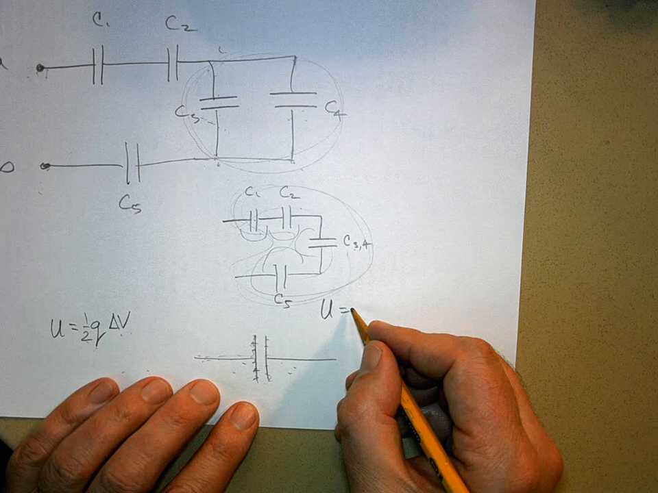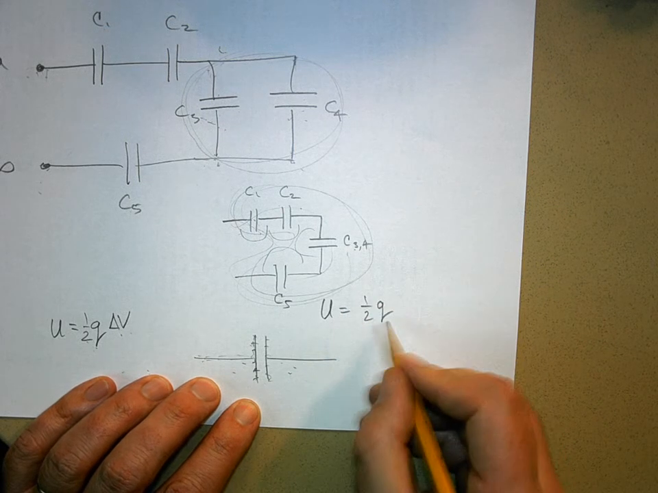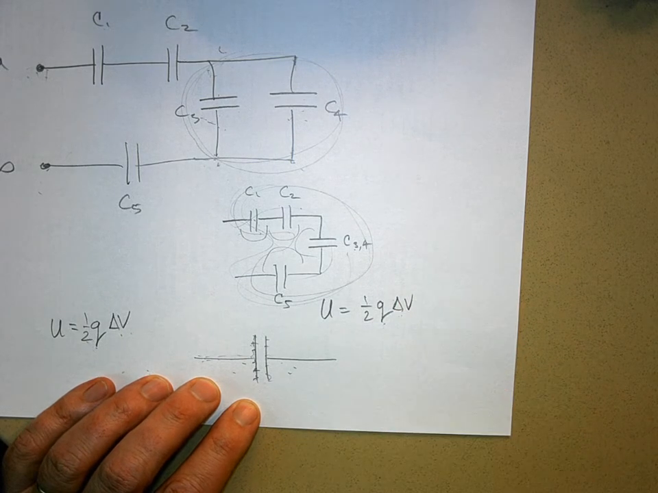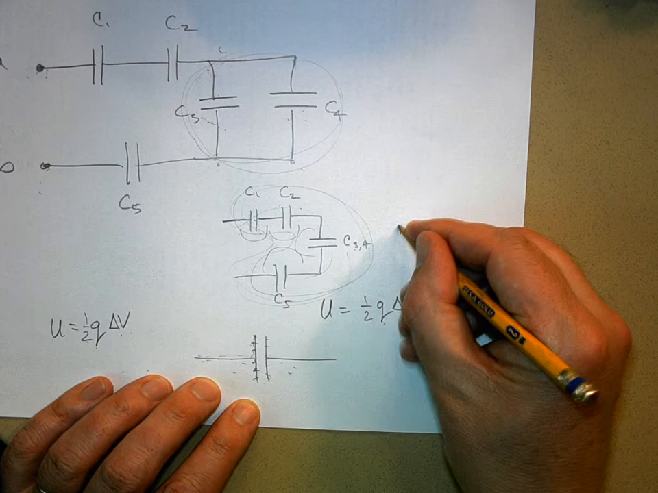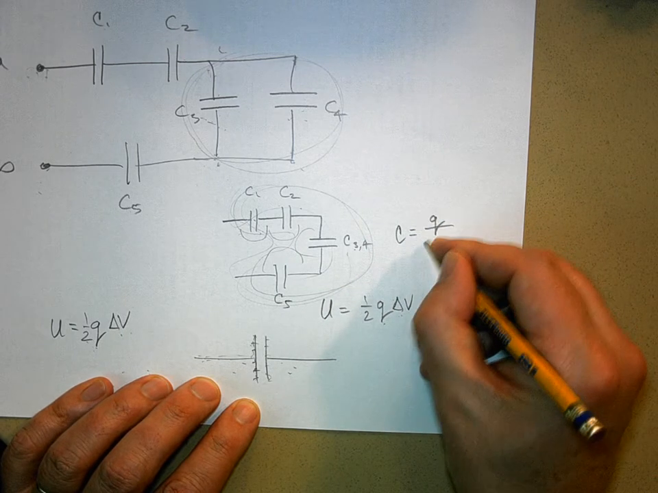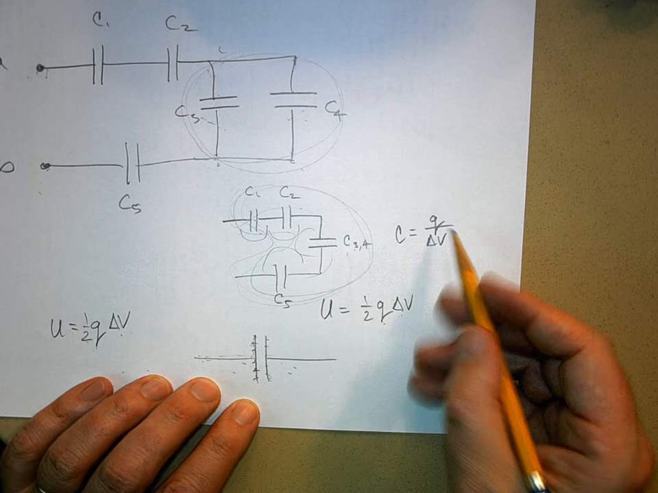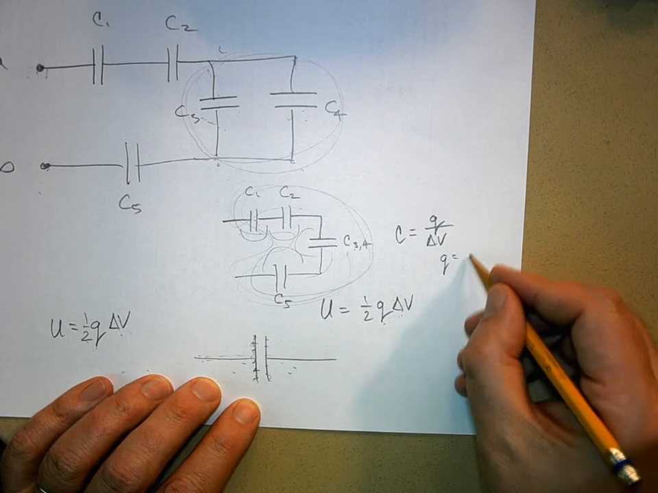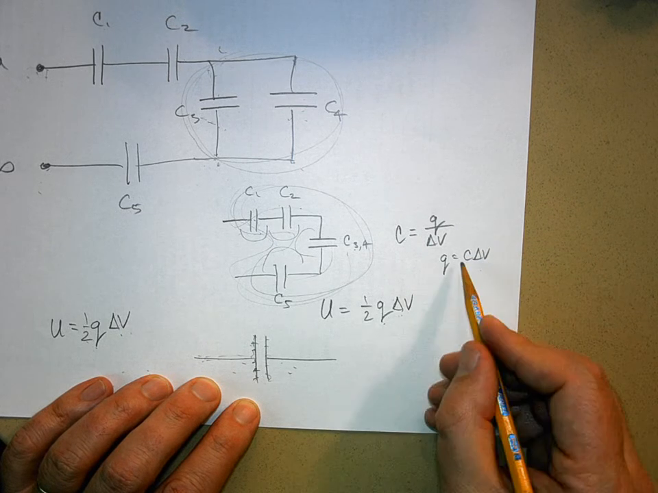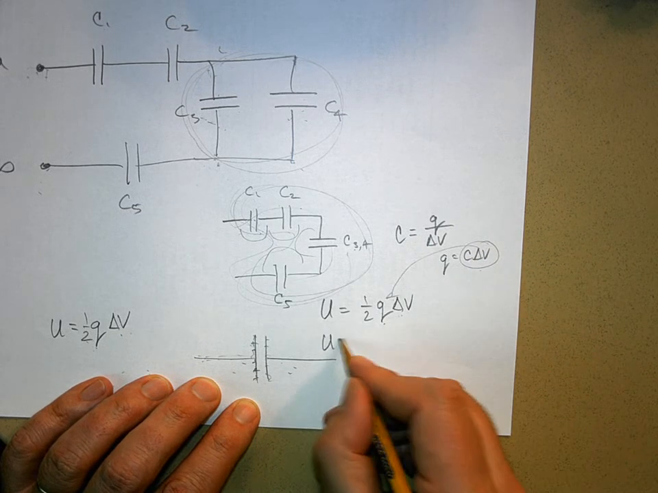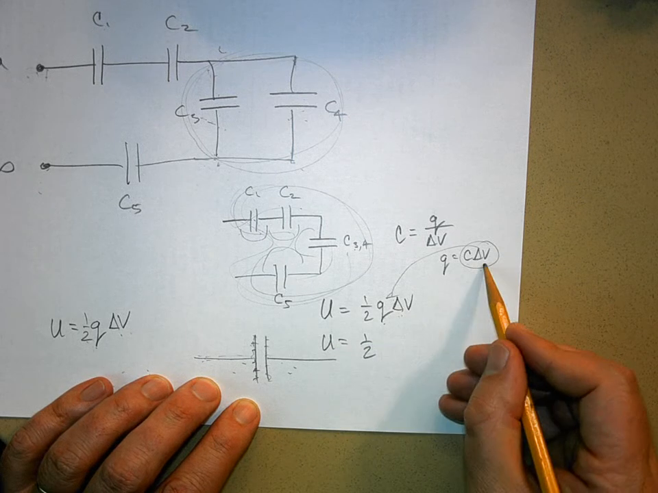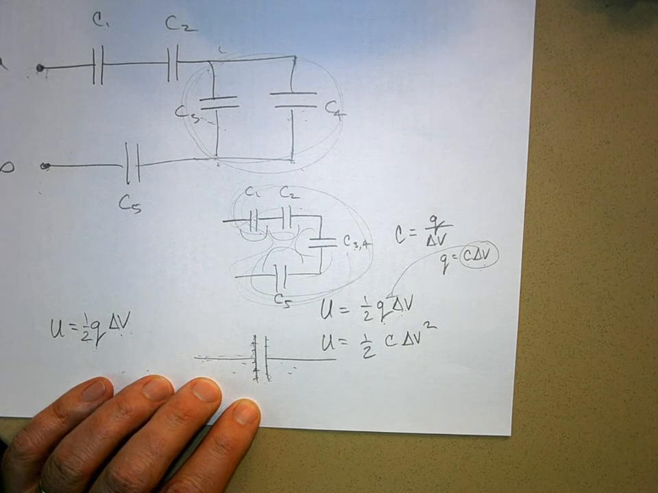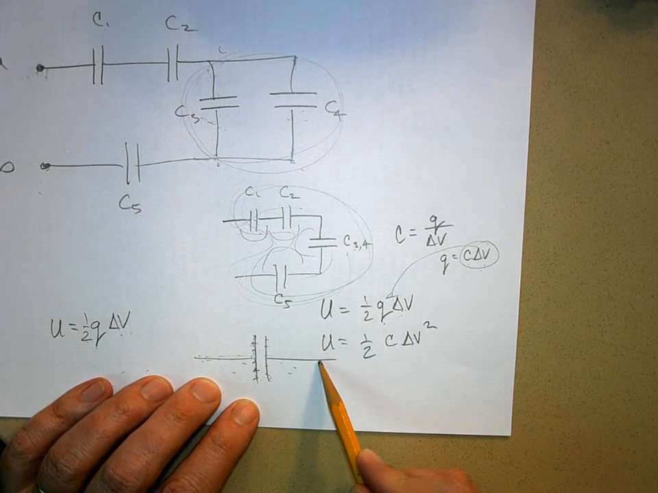Now, the energy stored in a capacitor is 1/2 Q delta V, where delta V is the voltage drop across the capacitor. But what else do I know? I know that the capacitance is equal to the charge over delta V. So I can solve for charge: charge is equal to C times delta V. So I'm going to substitute this in here. And when I do, I get 1/2 C delta V times delta V, which is C delta V squared. So the energy stored in a capacitor is equal to 1/2 the capacitance times the voltage squared.